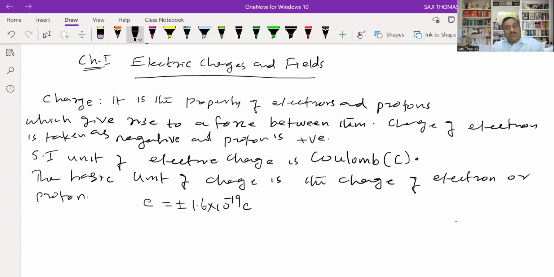If an object loses electrons, it becomes positively charged. If an object gains electrons, it becomes negatively charged. So when charge is transferred from one object to another object, there is a transfer of mass, right? Because electrons and protons have mass. That is the reason. When an object is charged negatively or positively, there will be a transfer of mass also. Now we will come to the properties of charges.